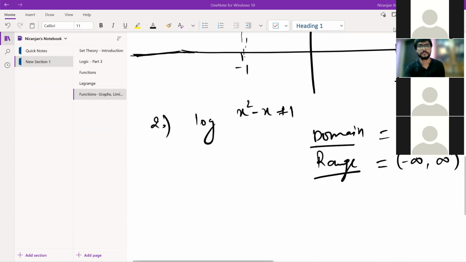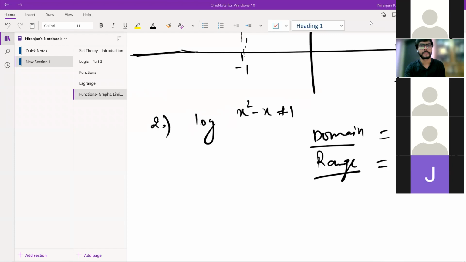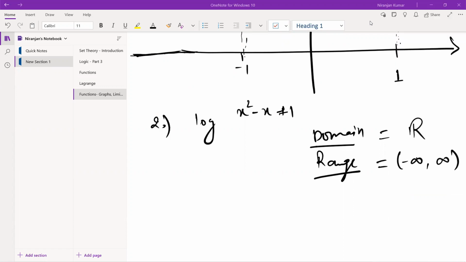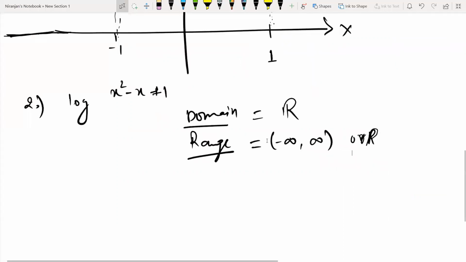Is she not here? Jharna, go ahead. So first we'll put x square minus x plus 1 is greater than 0. Why is it greater than 0? Because log of 0 doesn't exist, and log of negative numbers also doesn't exist. No, no. X square minus x plus 1 is greater than 0. Why is this particular term greater than 0? You're right, but why is it greater than 0? Just tell me that.